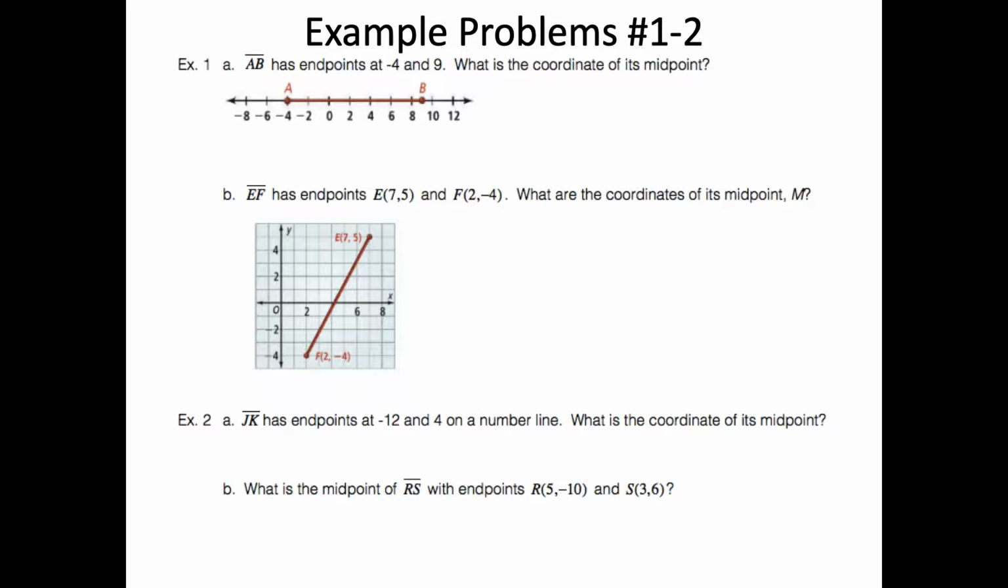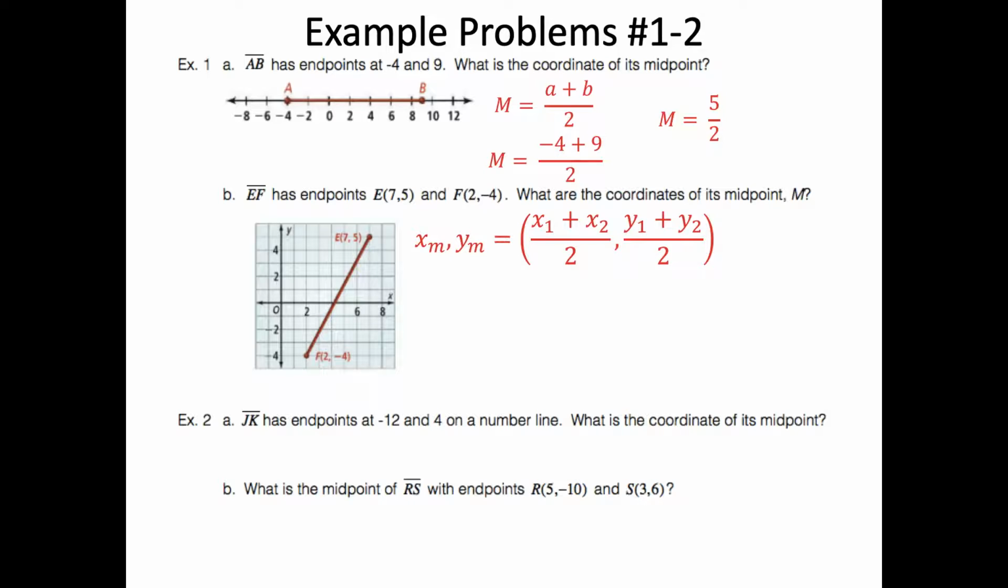All right, let's take a look through these. AB has endpoints of -4 and 9. What's the coordinate of the midpoint? Well, I take those 2 points and I add them up and divide by 2. So in this case, that would just be -4 plus 9 over 2. That'd be 5 over 2. So we can just call it 5 halves, or you can call it 2.5, but 5 halves is just fine.